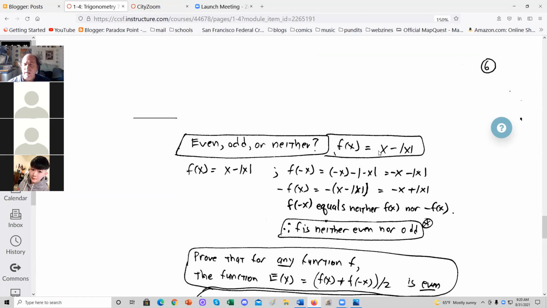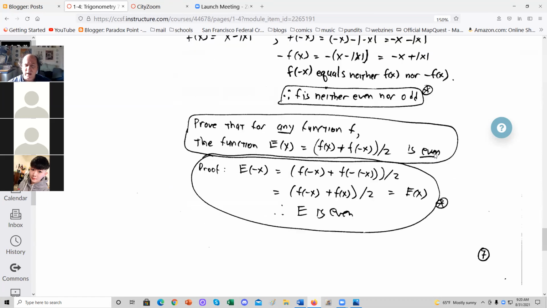That should be expected. This is an odd function. This is an even function. You combine the two, you wind up with something that's neither.